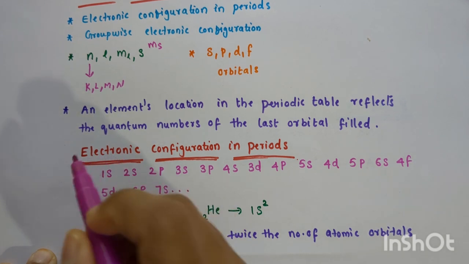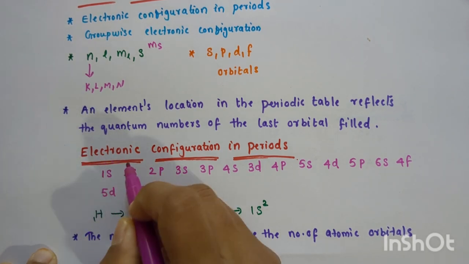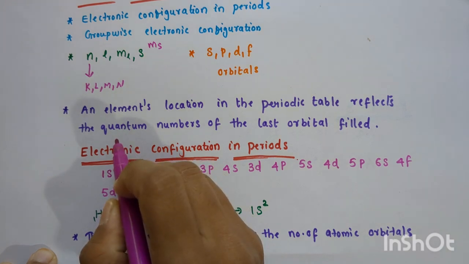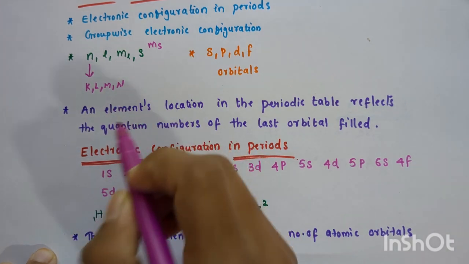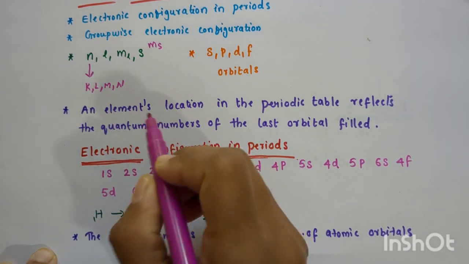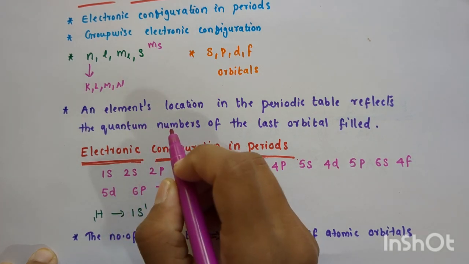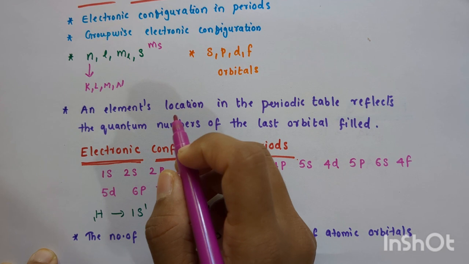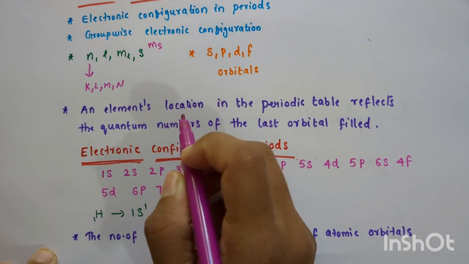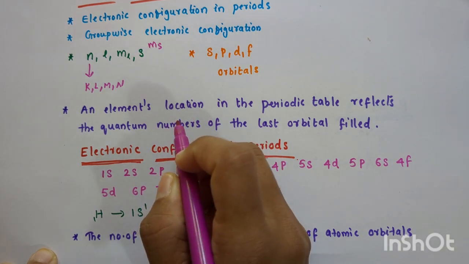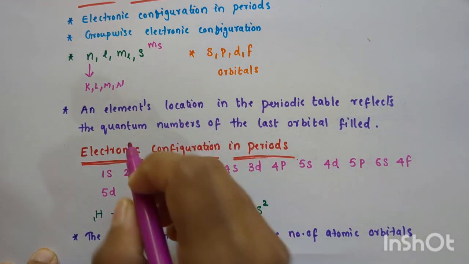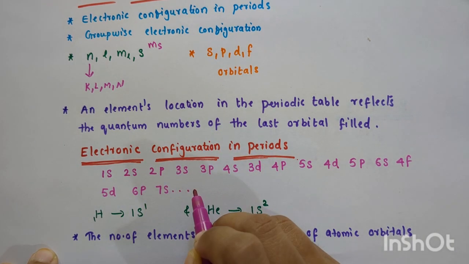The distribution of electrons into the orbitals of an atom is called its electronic configuration. An element's location in the periodic table refers to the quantum numbers of the last orbital filled. So, by looking at the quantum numbers of the last orbital filled, we can determine the location of an element in the periodic table. Let us see the electronic configuration in periods.